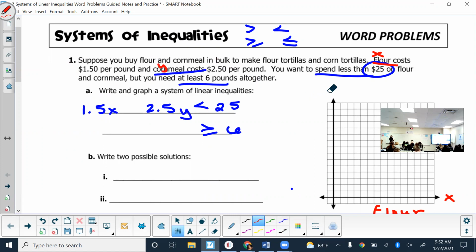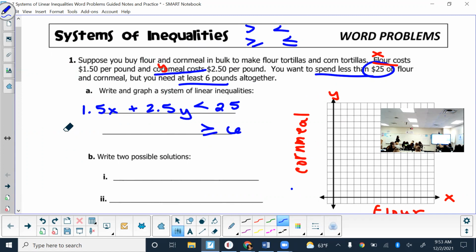All right, so cornmeal will be Y. So we can label our axes. Y will be the cornmeal. Questions, comments? All right, and then what symbol goes in between these two? Plus, because combined, that gives me my total. Questions about that?